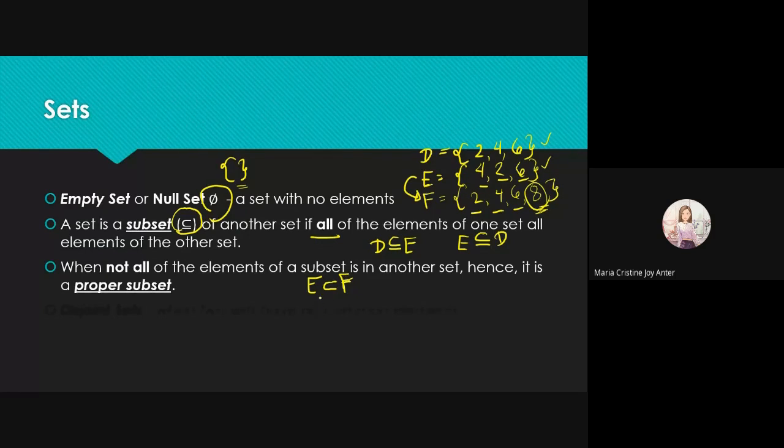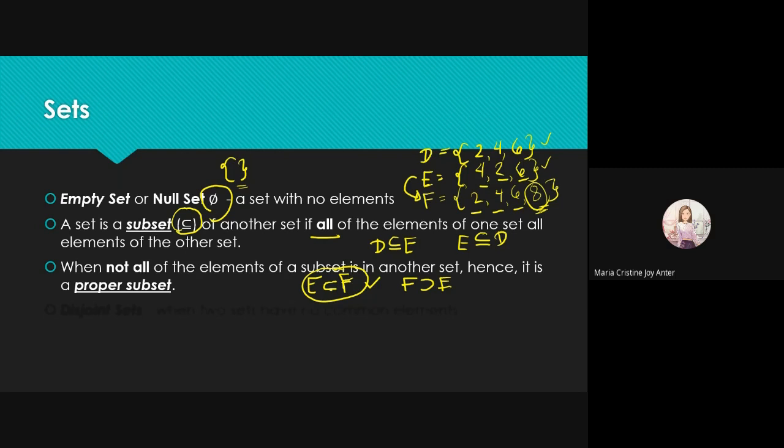So, it looks like that. What if I write it the other way around? You can write that F contains the subset E. But usually, or conventionally, it is written first with the proper subset, the C-like symbol, and then the bigger set. Okay? That is what we call a proper subset.